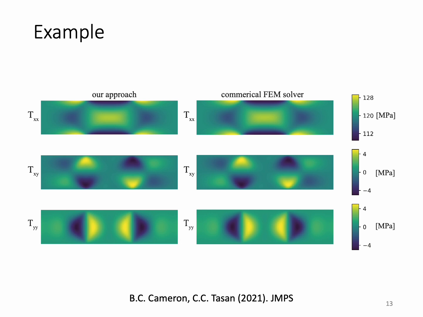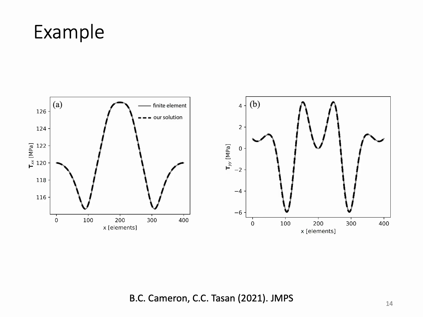The mean normalized error is on the order of 10 to the minus 4. We can also plot cross-sections of the profiles of the stress. And the gray curve shows the finite element solution, and the dashed curve shows the solution from the algorithm. And we can see that they're essentially an exact match.